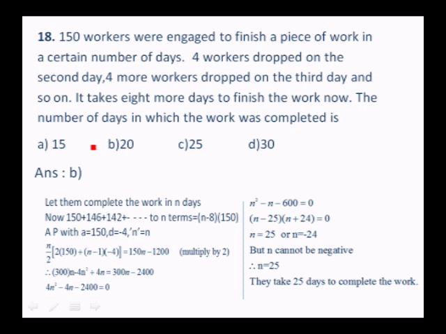But n cannot be negative. Therefore, n must be equal to 25. The correct answer is, they take 25 days to complete the work. The answer is C and not B. So you correct that, the answer is C, the option C.